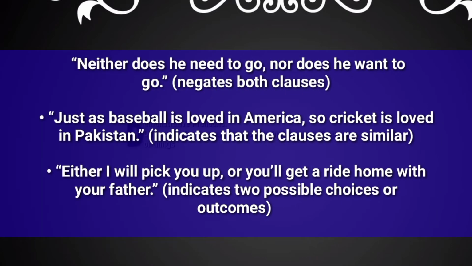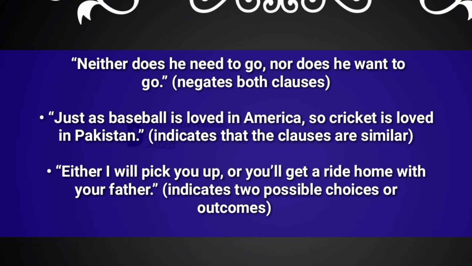Again, the conjunction that we choose has to do with the close relationship between the 2 clauses. For example, neither does he need to go, nor does he want to go. The pair of neither nor negates both clauses. The second example is, just as baseball is loud in America, so cricket is loud in Pakistan. The pair of just as and so indicates that the clauses are similar.